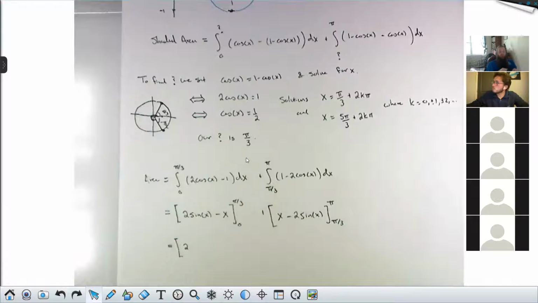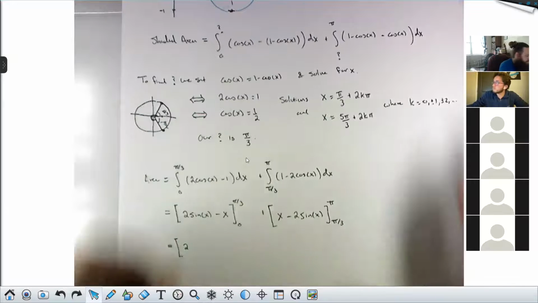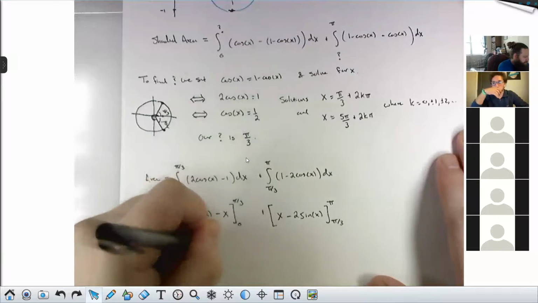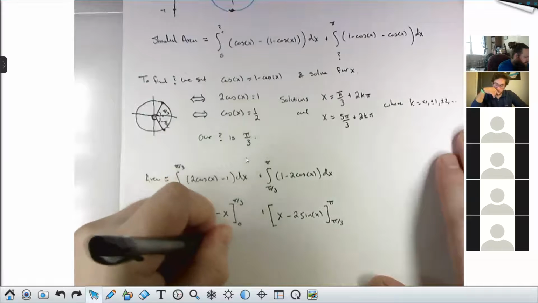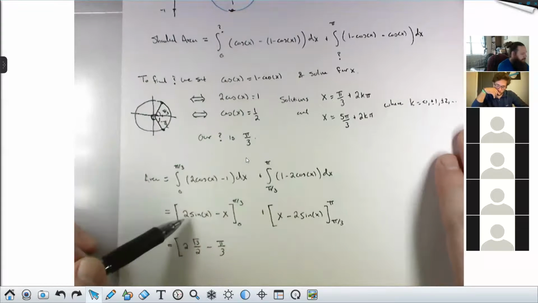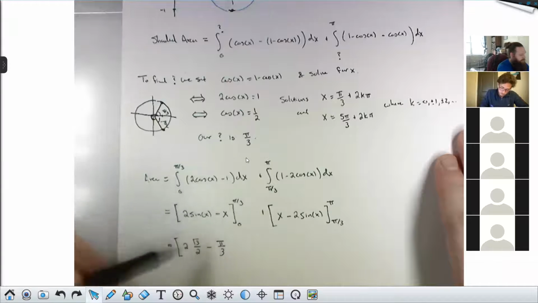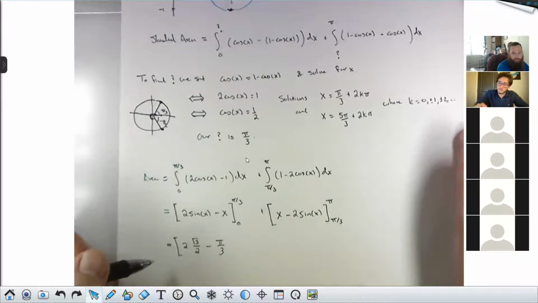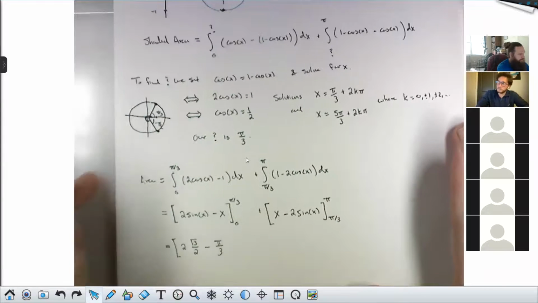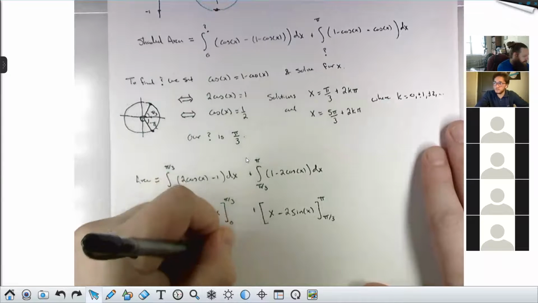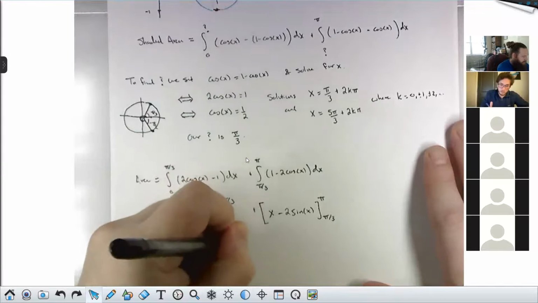Is it root 3 over 2? Very good. Square root of 3 over 3. Minus x, which is pi over 3. And when I plug in 0 here, I get 2 times the sine of 0 minus 0. What is the sine of 0? Zero. Very good. You got to know that unit circle. These need to be coming fast and quick, guys. So no reason to hesitate here.